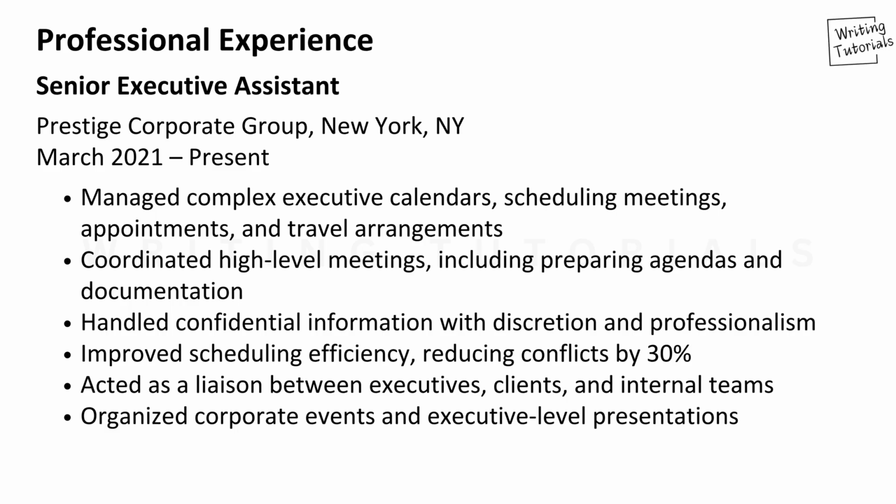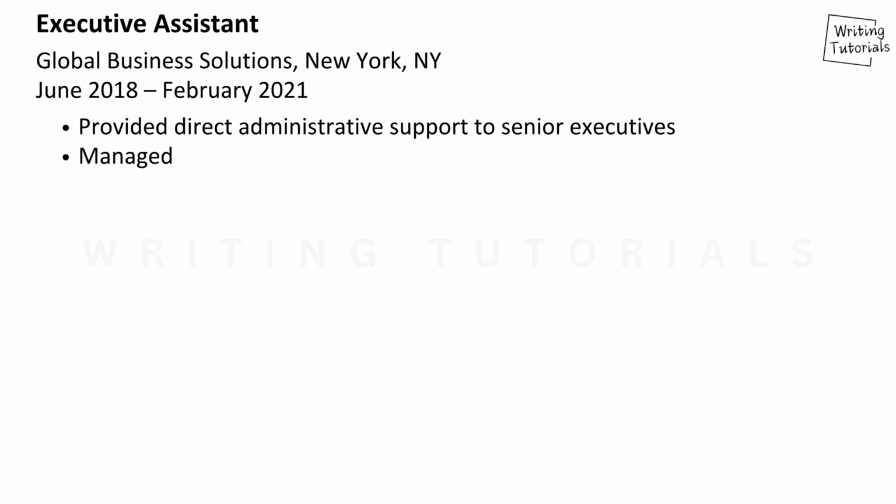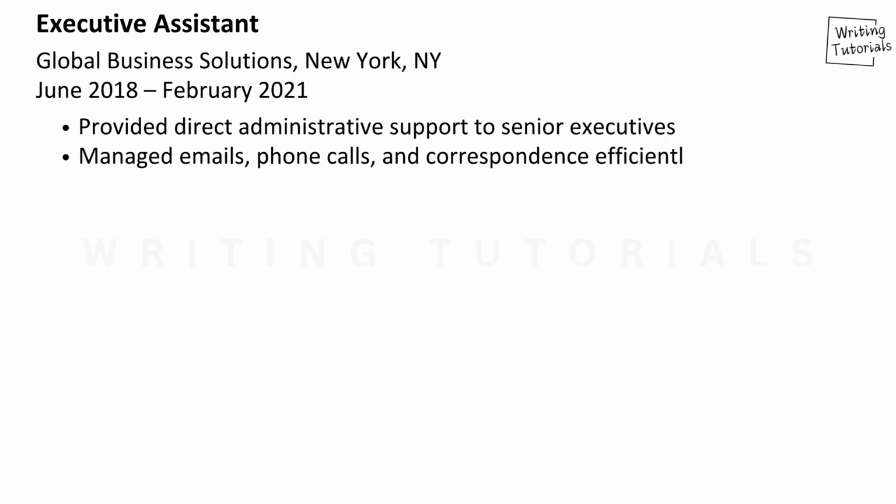Organized corporate events and executive-level presentations. This highlights event planning and professionalism. Now let's look at the second role. Executive Assistant, Global Business Solutions, New York, June 2018 to February 2021. Provided direct administrative support to senior executives. This shows your role clearly. Managed emails, phone calls, and correspondence efficiently.